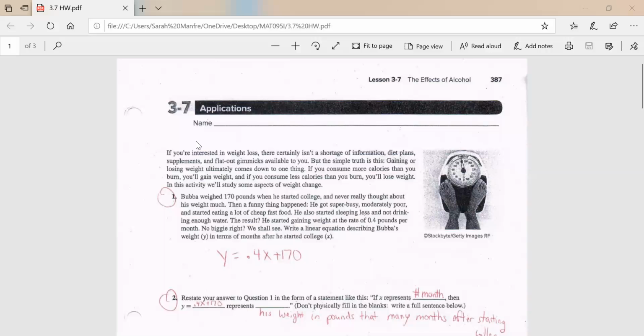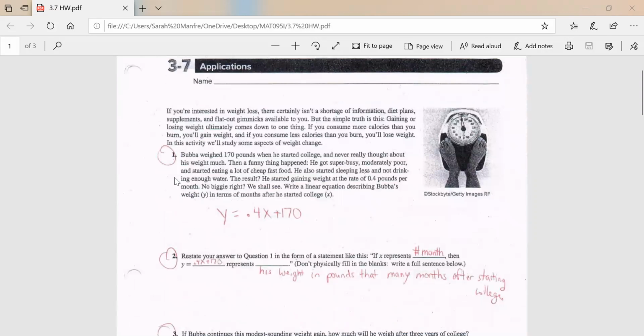Okay, so here are the solutions to 3-7 homework. So it says, if you're interested in weight loss, there certainly isn't a shortage of information, diet plans, supplements, and flat out gimmicks available to you. But the simple truth is this: gaining or losing weight ultimately comes down to one thing.